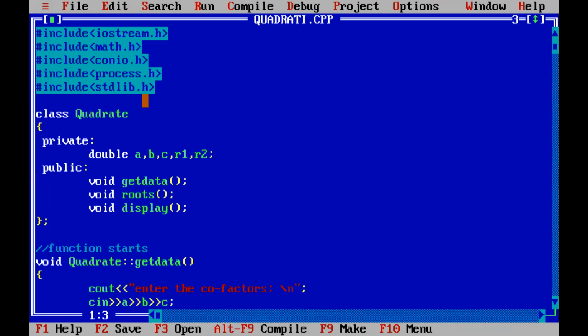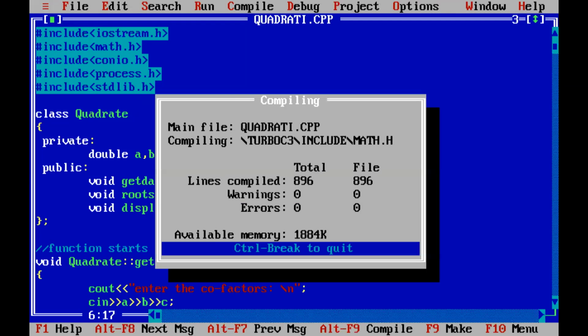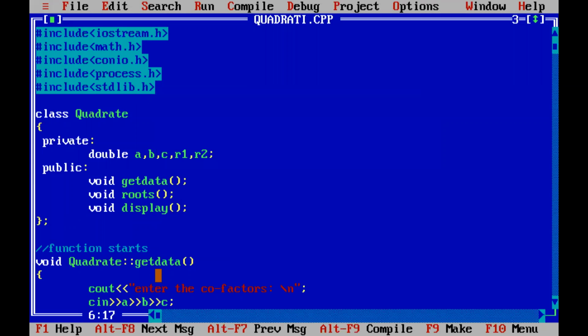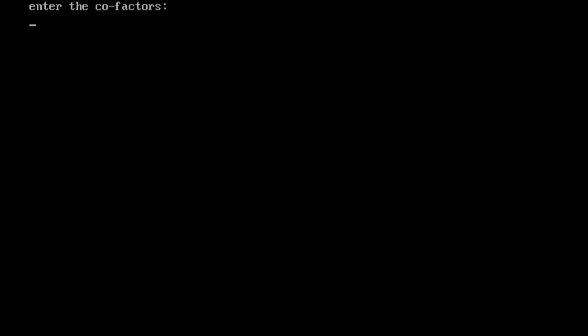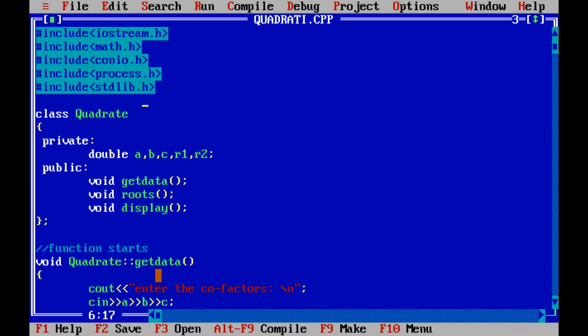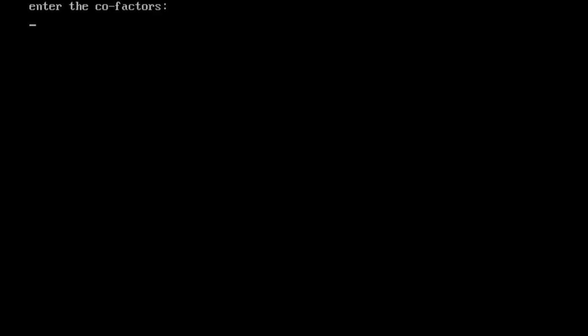So now I'm going to debug this program. I'm going to show you F9. There are no errors. So control F9. Enter the coefficients. So what it gave me is that the roots are equal, and the first root and second root are equal. So again, I'm going to run this program. Now I'm going to give an imaginary root case: 2, minus 2 and 1.